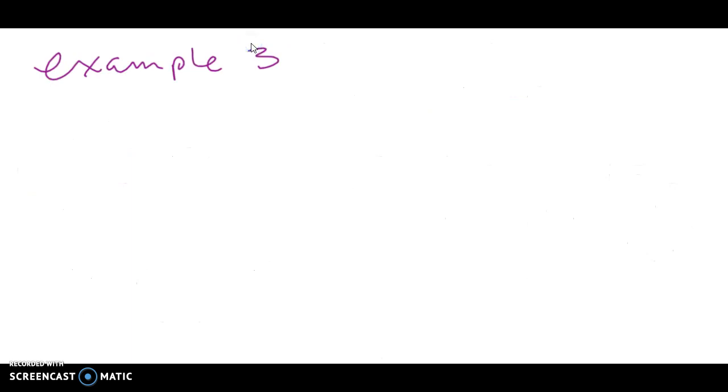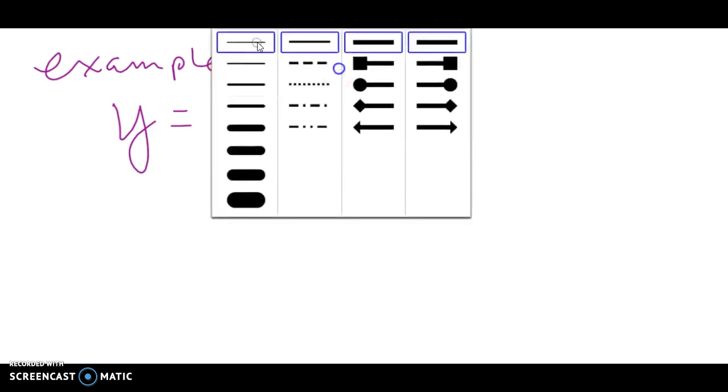Example 3 says we're going to use that slope-intercept form to graph. We see the equation in example 3, part A. We're given the equation y equals 4x minus 3. One of the things I like to do when I'm graphing is to extract those parts out of the equation that I know I'm going to need.